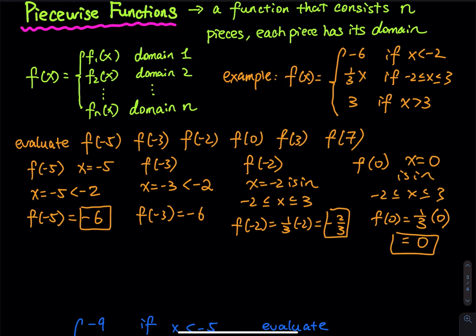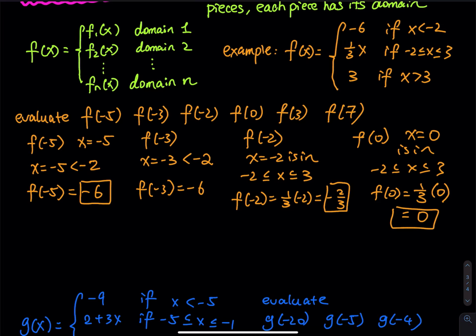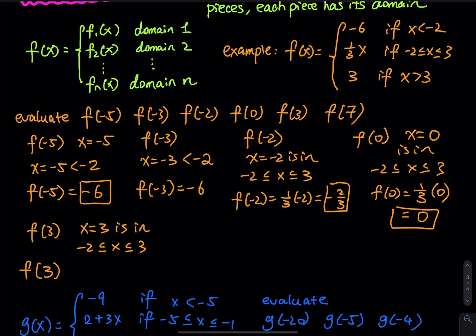All right, let's do the next one. The next one we have is f of 3. Which domain is 3 in? x equals 3. Is 3 greater than 3? Nope. So that means the second piece, between negative 2 and 3, inclusive. 3 equals 3, so we take the second piece. When x equals 3, we plug 3 into the second piece, and we get 1. So when x equals 3, y equals 1.